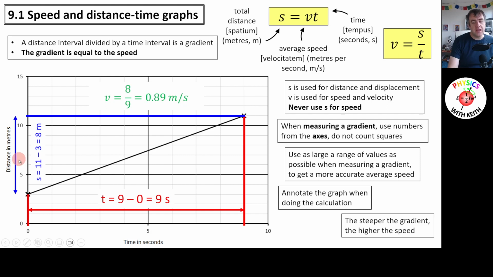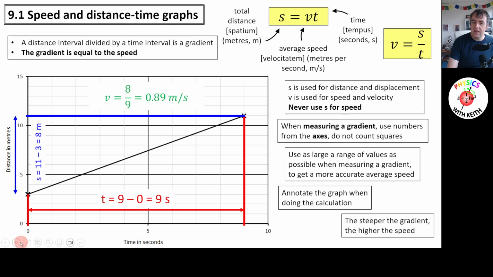However, I have seen questions, particularly in textbooks to be fair, where it says distance on the y-axis and the line shows a negative gradient. That is just the person who made the question being a bit confused, a bit lazy, a bit cluttered, and it's not correct. Okay, so just be careful with that.